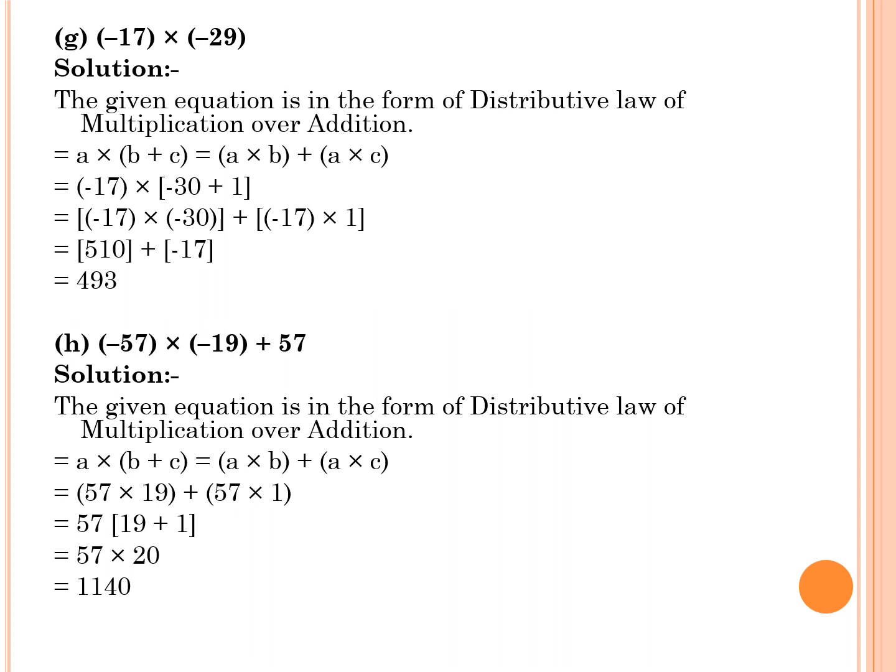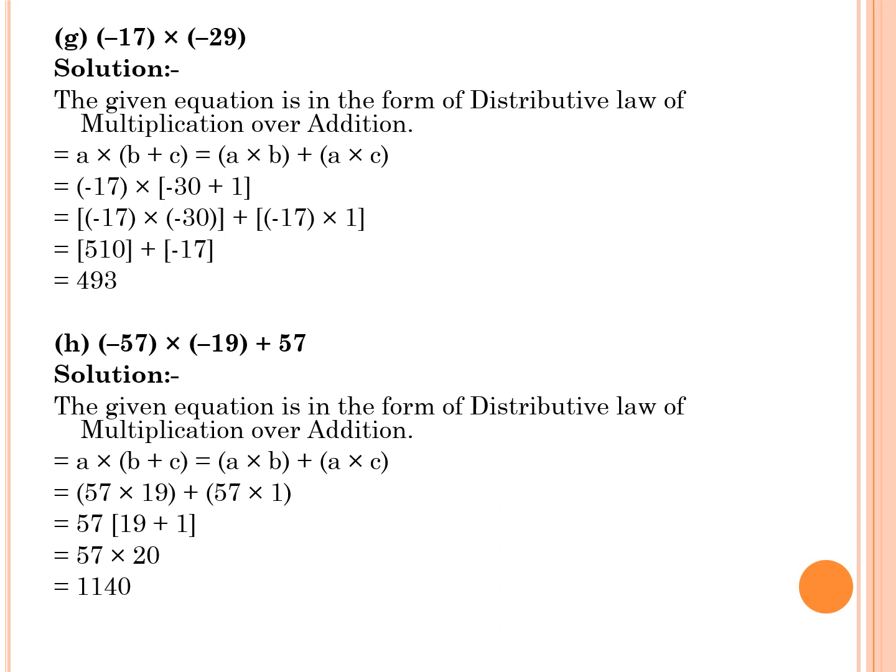510 plus of minus 17 gives you 493. Next question. Minus 57 into minus 19 plus 57. Solution for this problem: the given equation is in the form of distributive law of multiplication over addition. A into B plus C is equal to A into B plus A into C.